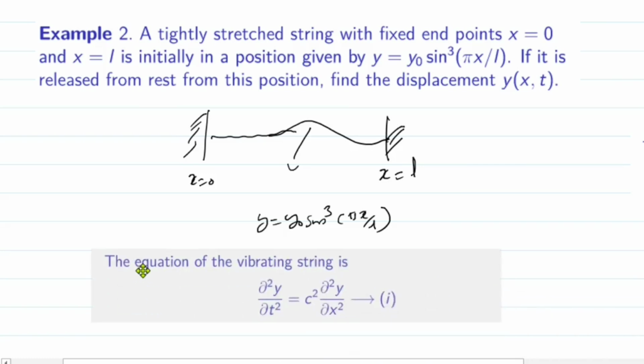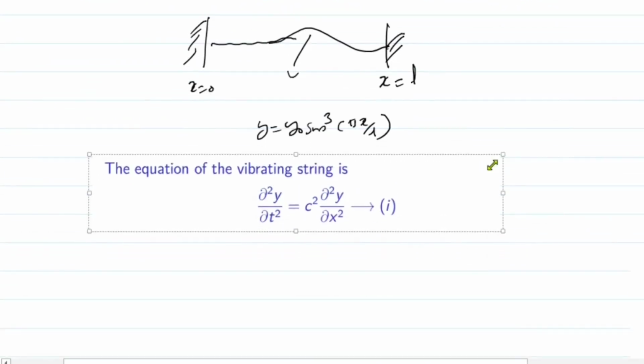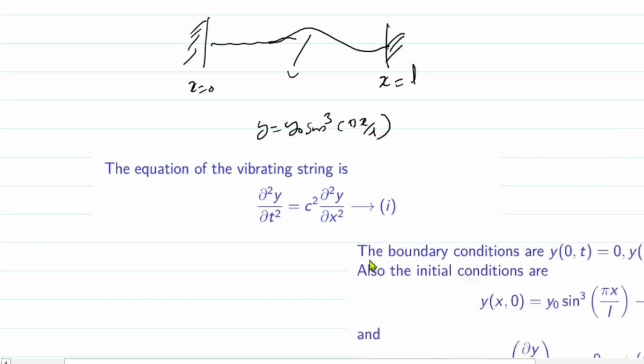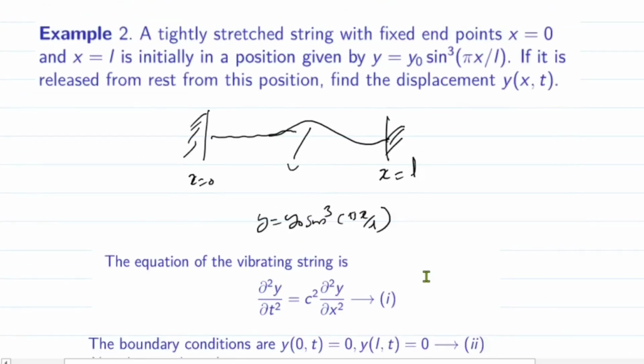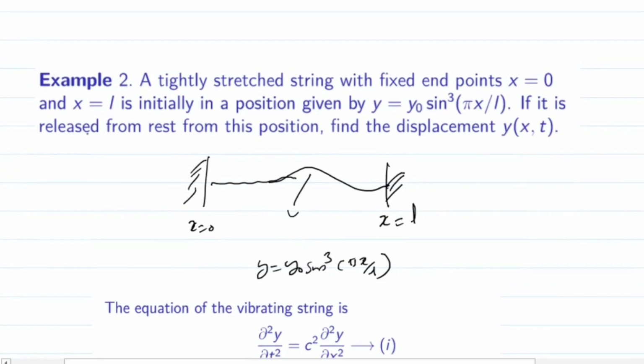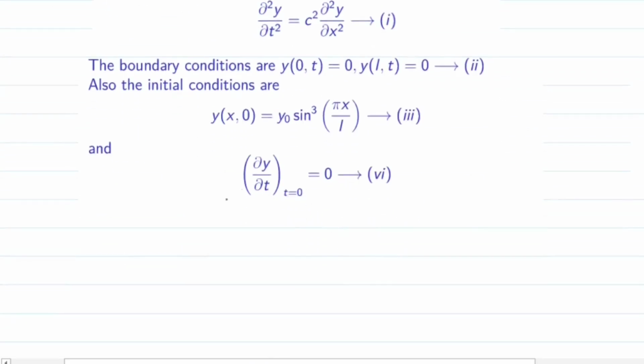We know that the equation of the vibrating string is dou square y by dou t square equal to c square into dou square y by dou x square. Here we have the boundary conditions y of 0,t equal to 0 and y of L,t equal to 0, since both ends are tightly attached. Also the initial condition is given from the problem itself, so y of x,0 equal to y naught sin cube pi x by L. Also, since it is released from rest, initially there is no velocity, so the initial velocity is equal to 0.